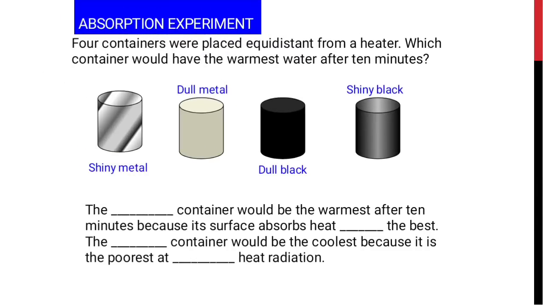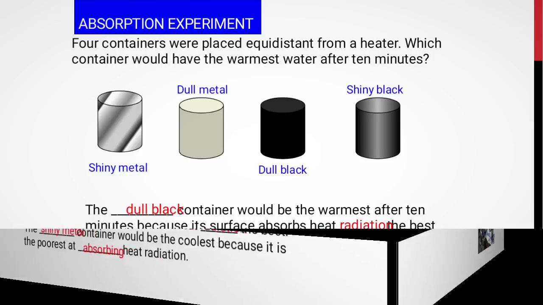Absorption experiment. The dull black container would be the warmest after 10 minutes because its surface absorbs heat radiation the best. The shiny metal container would be the coolest because it is poorest at absorbing heat radiation.